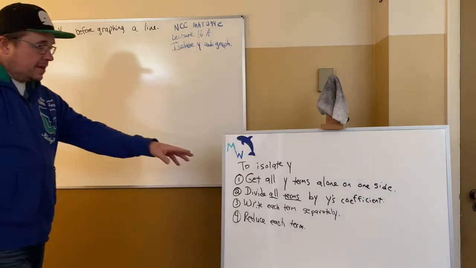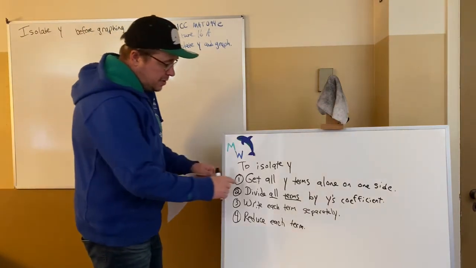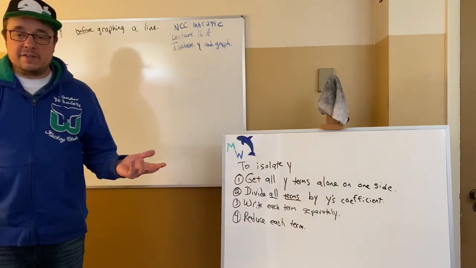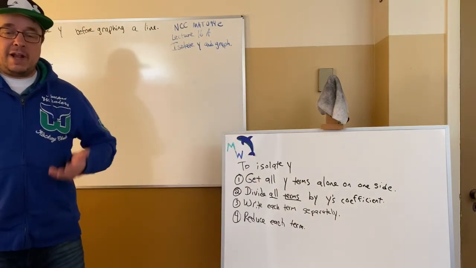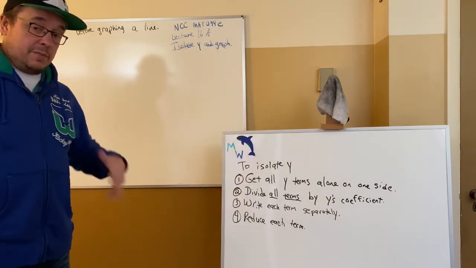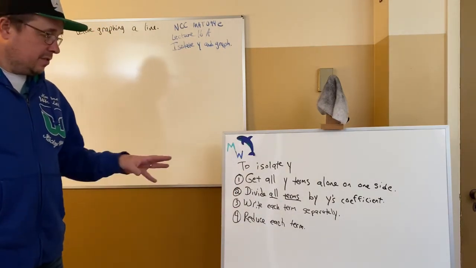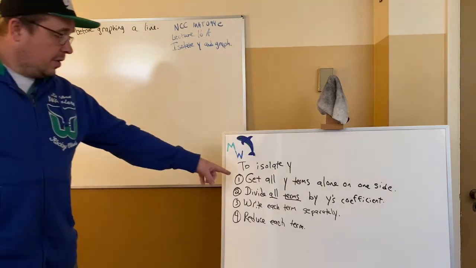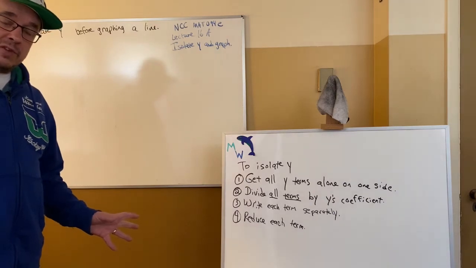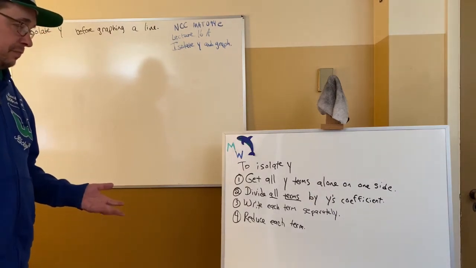Here are the steps to isolate y. I'm going to go with the assumption that you've already gotten the equation to the point where there are no more parentheses in the equation. You might have x's and y's as well as numbers involved, and that's all that I assume. There might be x's on both sides, y's on both sides, whichever. But number one, you're going to get all your y terms alone on one side of the equal sign, therefore on one side of the equation.